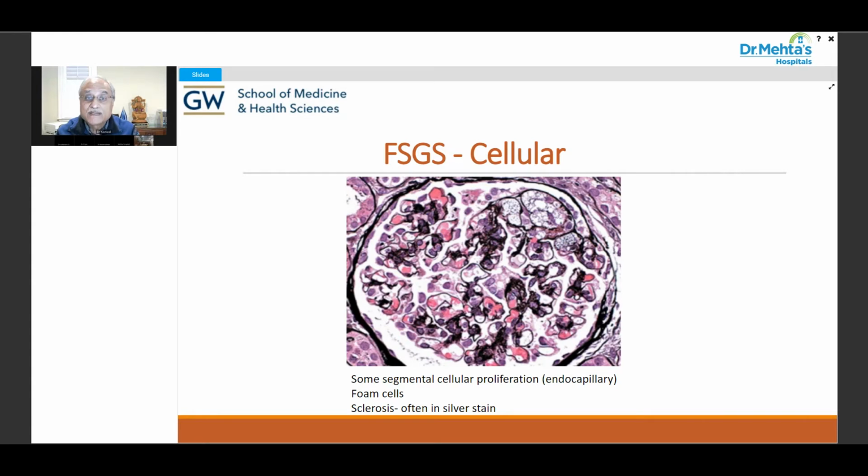Perhaps this is an evolution from minimal change, and it is transitioning into full-blown focal sclerosis. And if I see something like this in an African-American patient, I would say this is not minimal change. This is focal sclerosis. It is in a transitional phase, going through the cellular phase at this point, and eventually will develop focal sclerosis in its classic form.